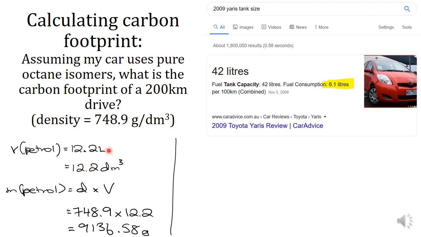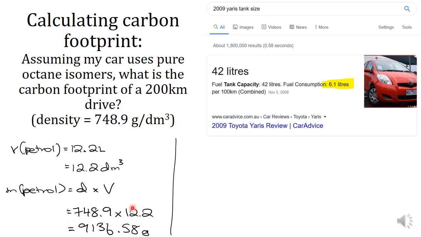Now, I am assuming that 1 litre is 1 dm3. That works for water. It's not quite the same for petrol, but I haven't given you that piece of information, so you can't actually do that calculation. So the mass of petrol is density times volume. I've told you the density, 748.9 grams per dm3, and I have 12.2 dm3 that I've used. So it ends up being 9,136.58 grams. So 9 kilos of petrol get used.